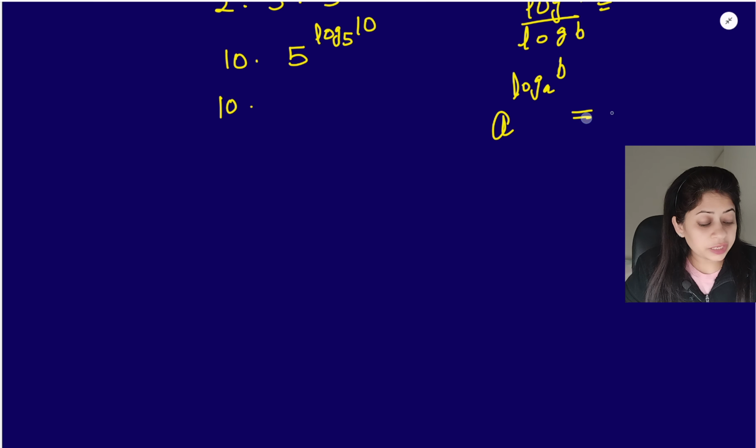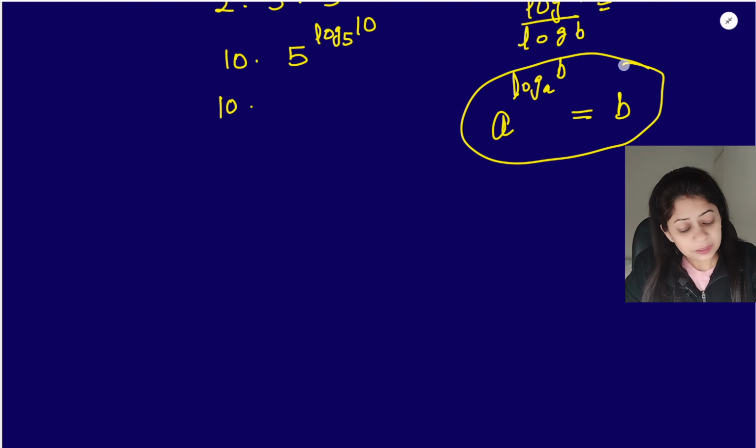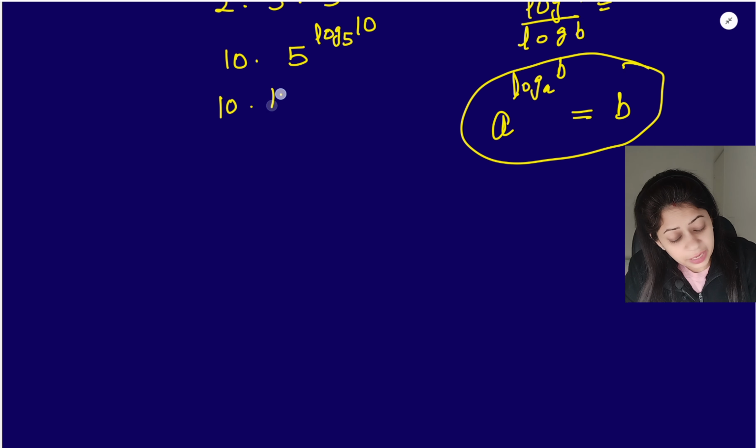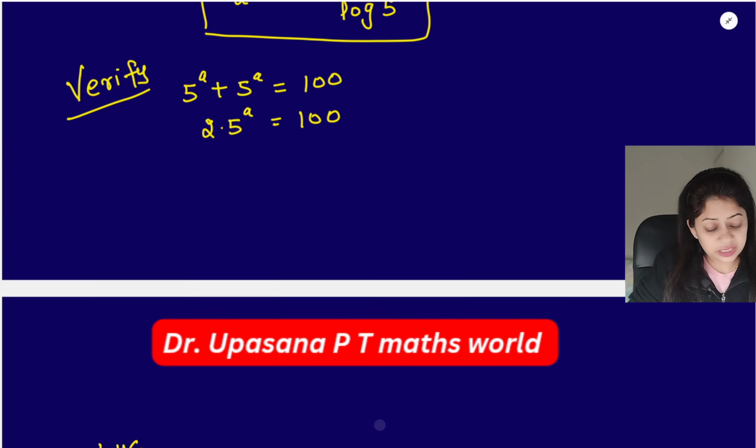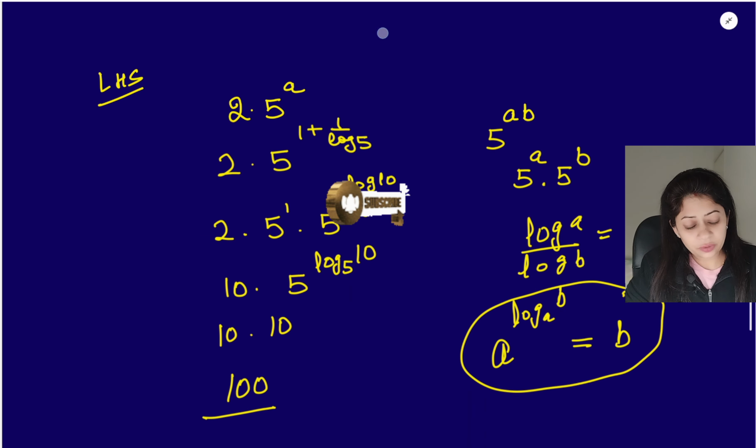Now another formula we have is a raised to power log to the base a of b. This is actually equal to b, right? So this will become 10, because here a is 5, so 5 raised to power log to the base 5 of 10 becomes b, which means 10. And 10 times 10 is 100, which is our right hand side. This is our right hand side, so that means our value is right.